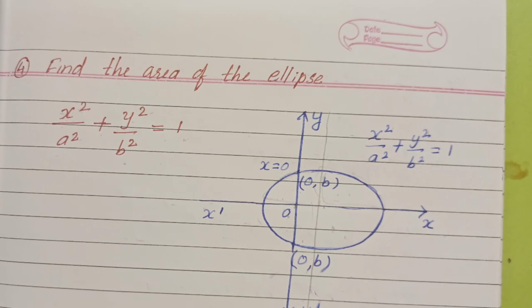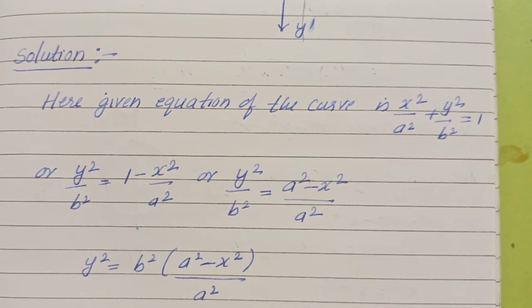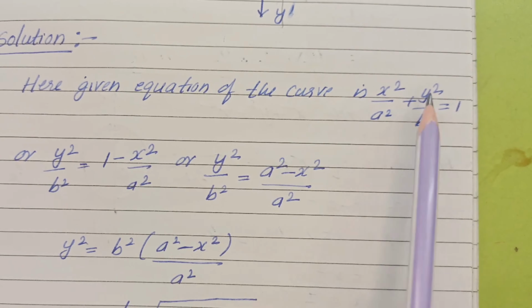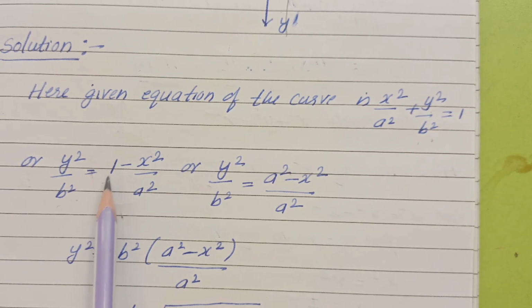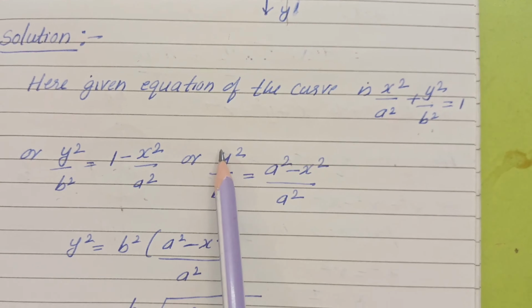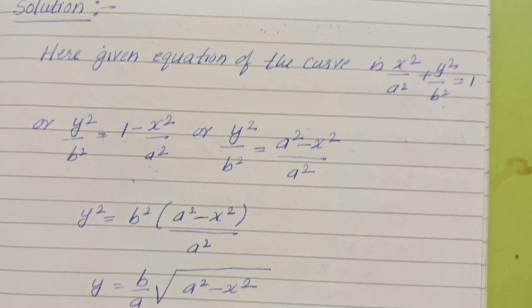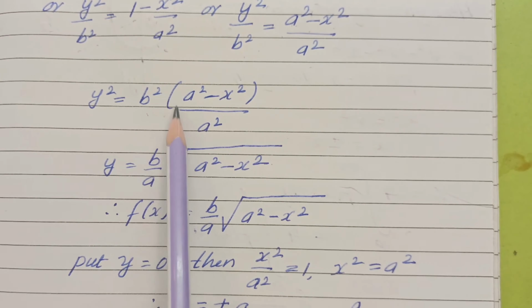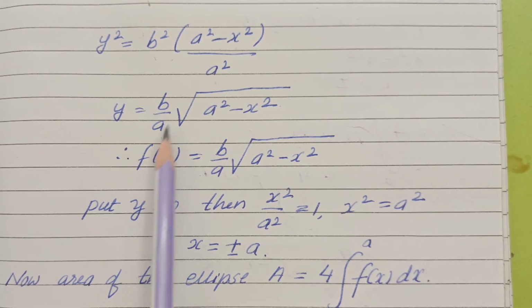So let's solve this. This is only to understand what we are learning. Here the given equation of the curve is x squared by a square plus y squared by b square is equal to 1. We can simplify this by making it y squared by b square is equal to 1 minus x squared by a square. Further, you take the LCM and write y squared by b square is equal to a square minus x square by a square, and simplify that to y square is equal to b square into a square minus x square by a square. Now you will get y is equal to b by a root of a square minus x square.